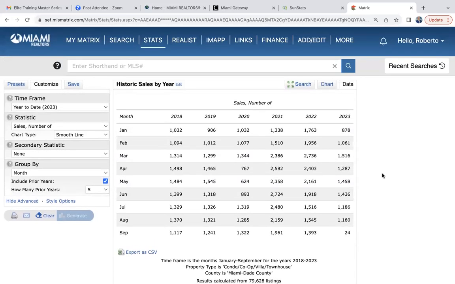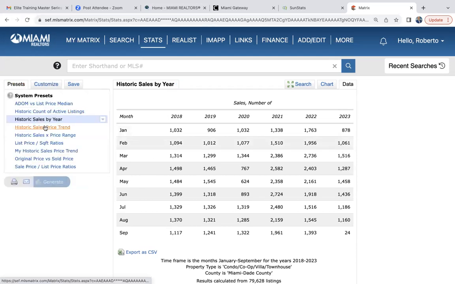All right, so you start to put those numbers together, start to make sense of this all, and you'll be able to predict the market somewhat. Okay. Now we're gonna go back to presets, and this time let's go with price trends, historic sales price trend. So this is what's gonna tell you if the prices are going down or up.